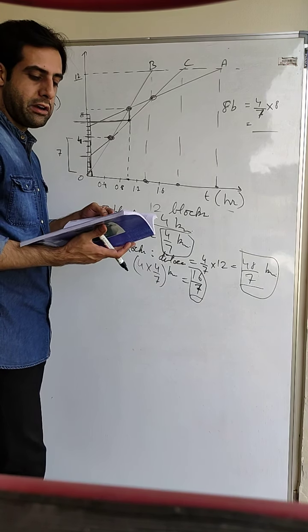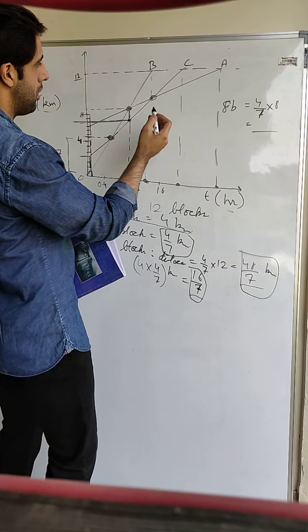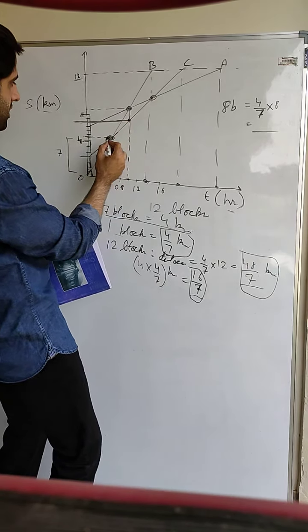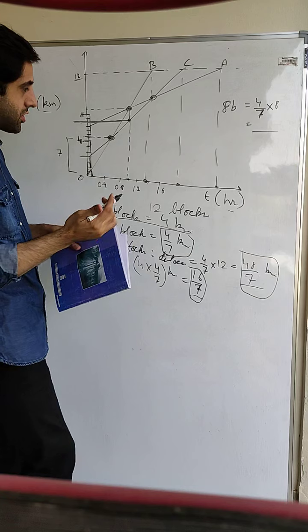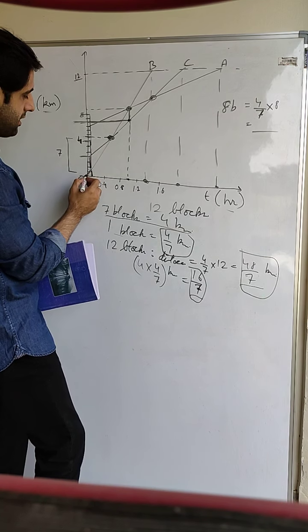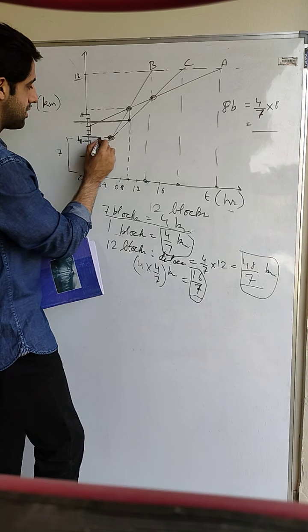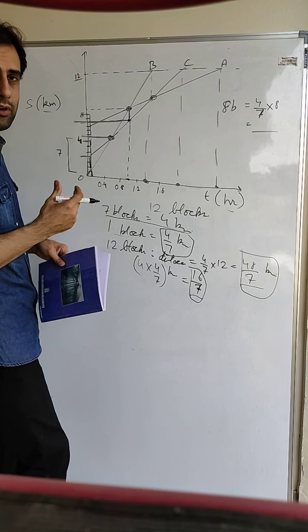Last part is, how far B has traveled by the time it passes C. Now the B is passing C. This is B at this point. B is passing C at this point. How far B has traveled? That means, now B is starting from 0. It has traveled till this distance. This much distance the B has traveled when it passes C.